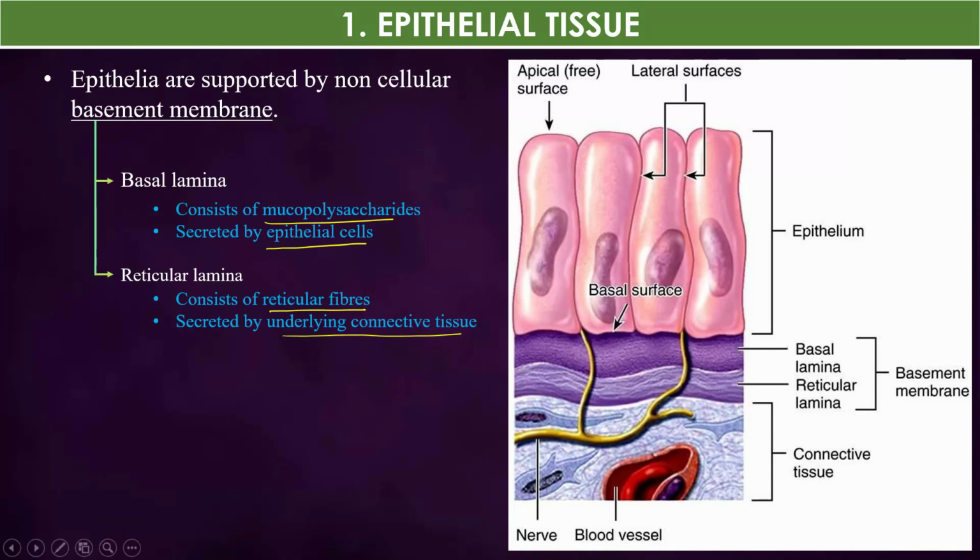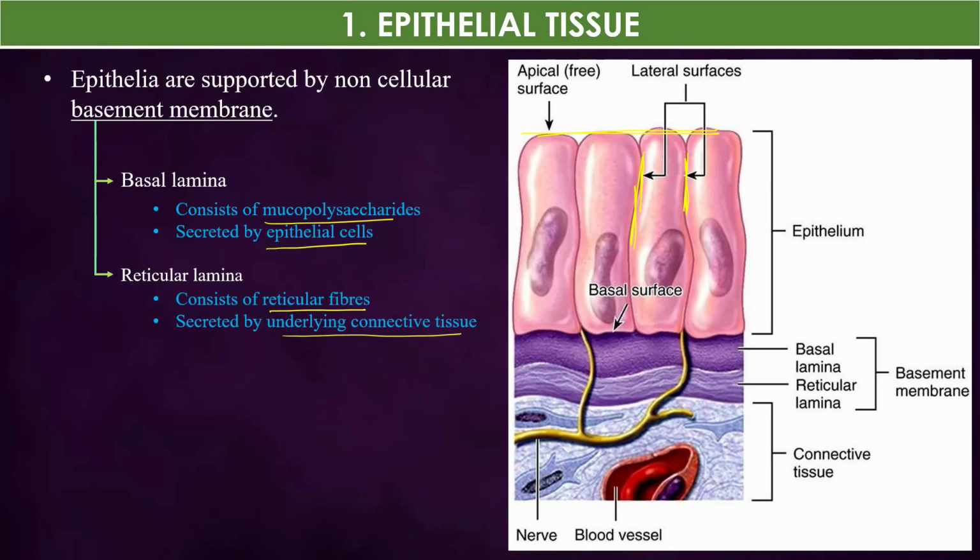And epithelium always rests upon the basement membrane. This is the apical surface or free surface of the epithelial cells, and these are the lateral sides of the epithelial cells. So these are the basic features of epithelial tissue.